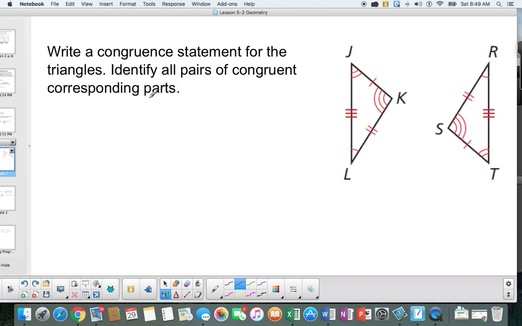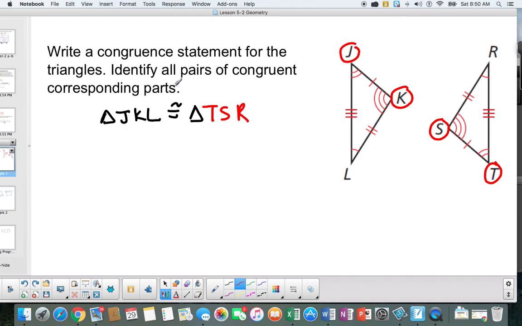All right, we want to write a congruence statement for the triangles. So I'm going to start off with triangle JKL. It doesn't matter how you start, it's how you finish. J has the 2 tick marks, so it has to match with T that has 2 tick marks. K has 3 tick marks. I've got to match it with S that has 3, and then there's only 1 letter left, which is R. This is what we call the congruence statement. You see congruence of the 2 triangles.